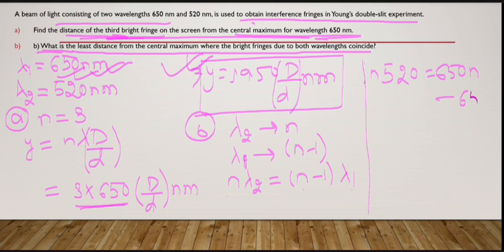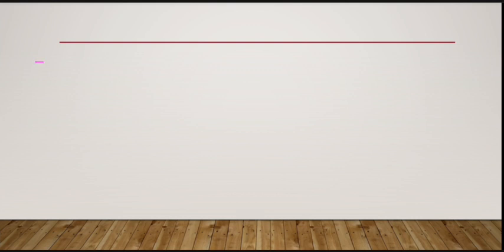So this becomes 520n equals 650n minus 650, which can be written as 520n minus 650n equals minus 650. Here it is equal to minus 130n equals minus 650. The minus and minus get cancelled. Therefore, n is equal to 650 divided by 130. Therefore, n is equal to 5.